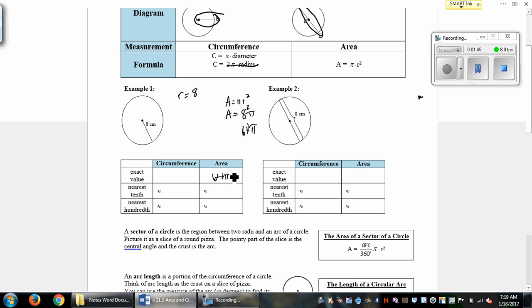Circumference would be twice the radius, so we would multiply it by 2, we'd get 16, and again we just attach a pi to it. So those are the exact values. When we go to find the nearest hundredth or tenth, we need to use an approximation of pi. So we're going to use 3.14 for pi and multiply 16 by 3.14 and 64 by 3.14.